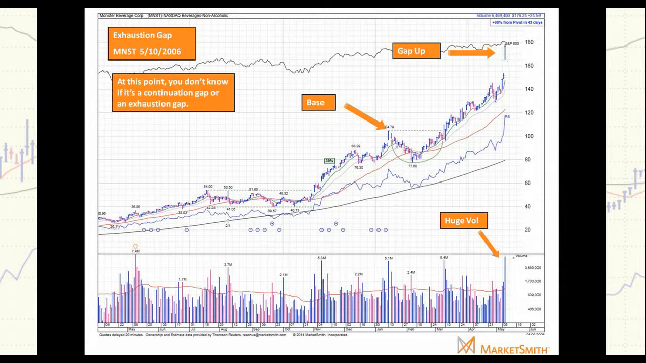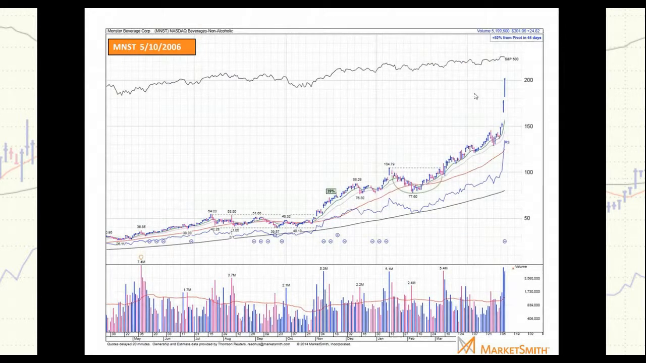So once again, you don't know. Maybe it goes up to 360 from here, right? Maybe it is a continuation gap, but you don't know. All you can do is just put the low right here. You just know that it shouldn't undercut this or it's going to fill that gap. And of course, the next day, it's gapping up, right?